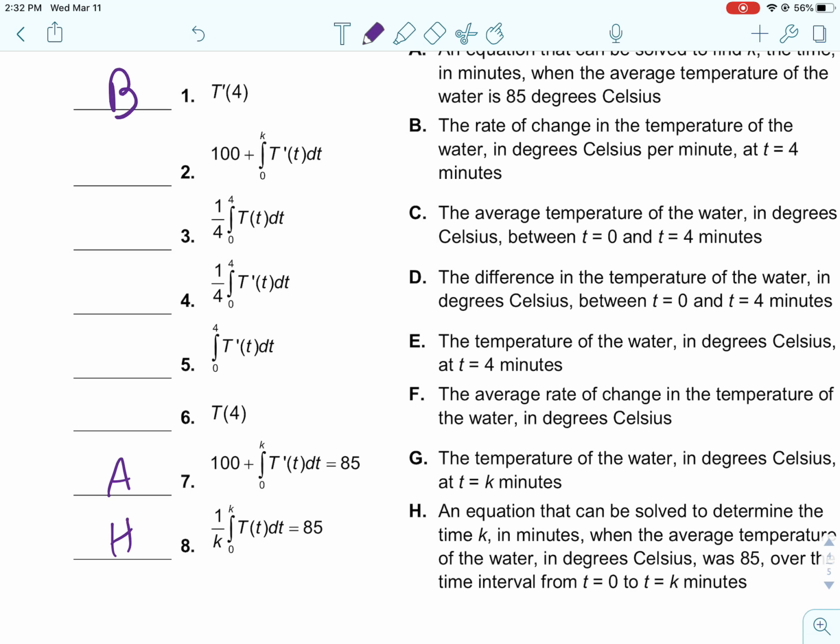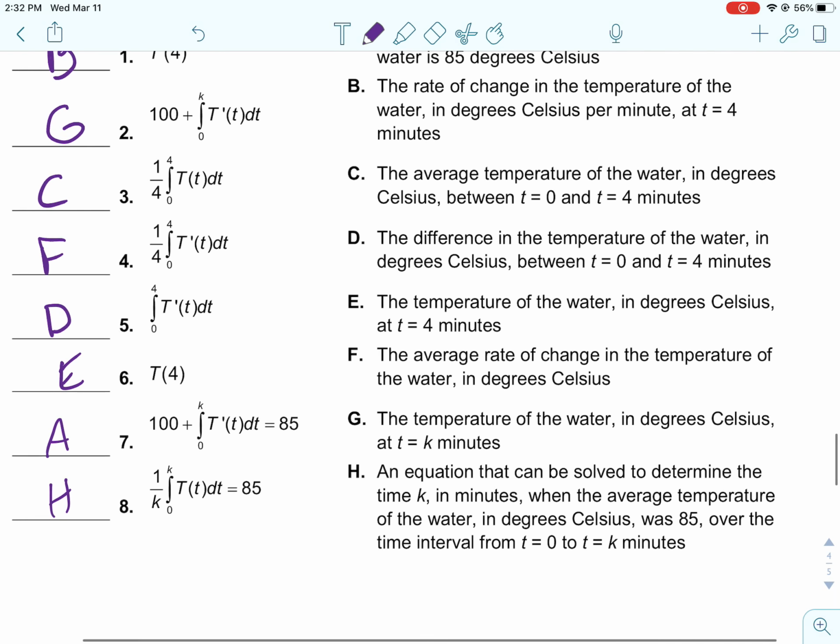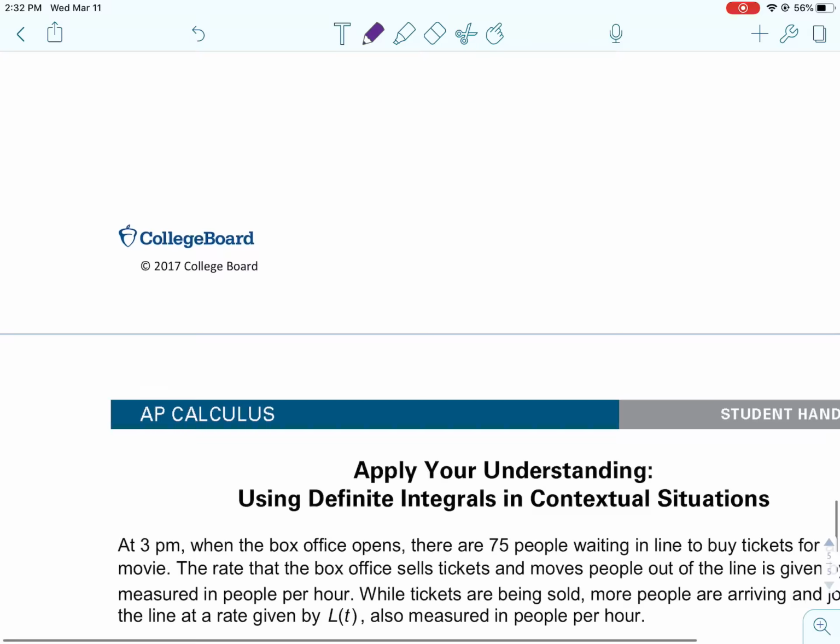What do y'all think about 1? B. That's an old problem. All right, what about 2? One more time? G, yes. What about 3? 4? F. 5? 6? Good. And these last 2, I'm still not 100%. I can tell when I did it the first time, I did say 8 was A. And then I changed it, and now I don't remember why. So, sorry.